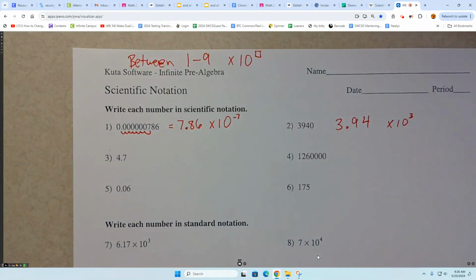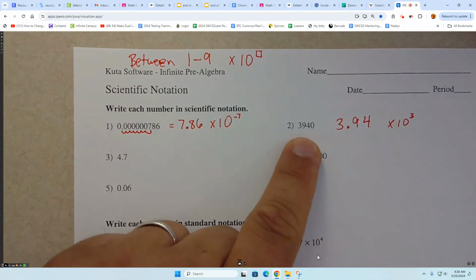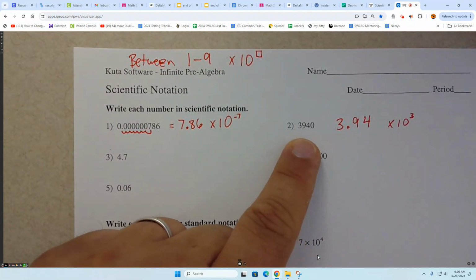Why don't we just keep it normal? I'm sorry? Why don't we just keep 3,940 normal? Yeah, great point. This number here, we would probably not write in scientific notation. Let's do one more. Okay, but it's a good point. It's a good warm up. It's just to show you can.